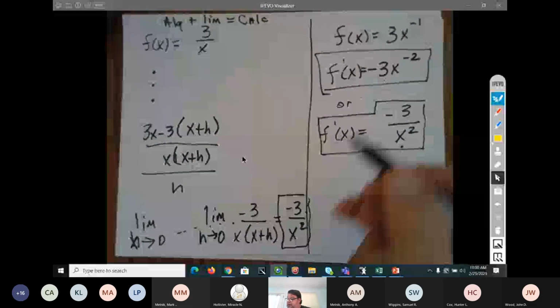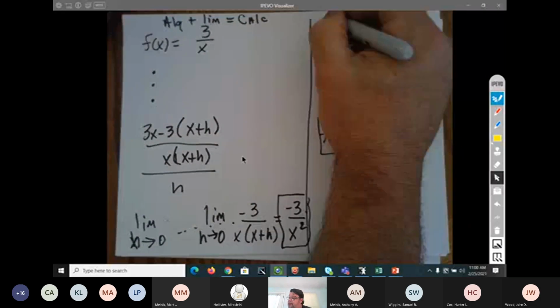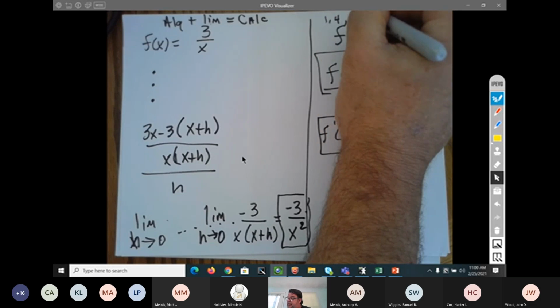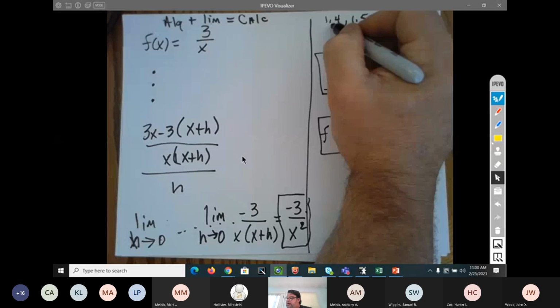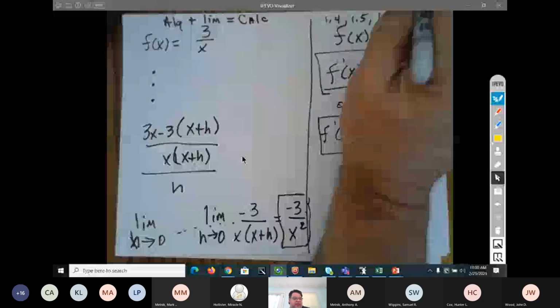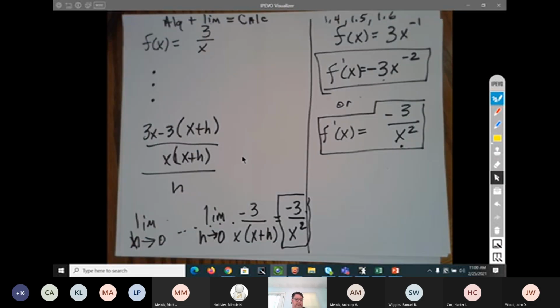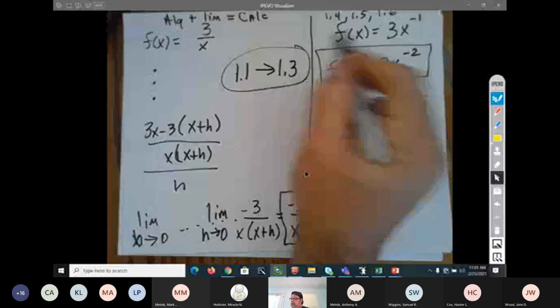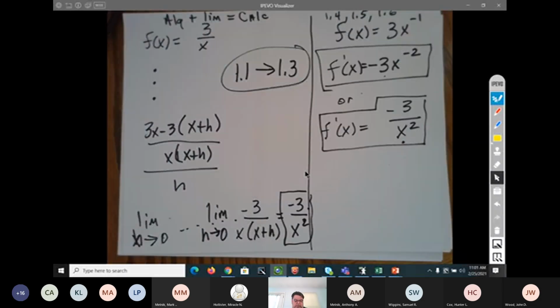So that's where we're heading. This is 1.4, 1.5, and 1.6, I think. 1.4 is the derivative, 1.5 is the product rule, and 1.6 is like the quotient rule, I think. That's where we're heading. So what do y'all need to be working on? Y'all need to be working on 1.1 homework through 1.3 homework. That's what y'all should be working on this weekend. Y'all have a good one.